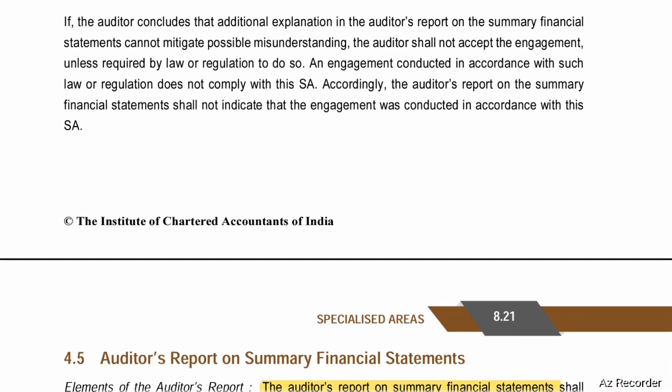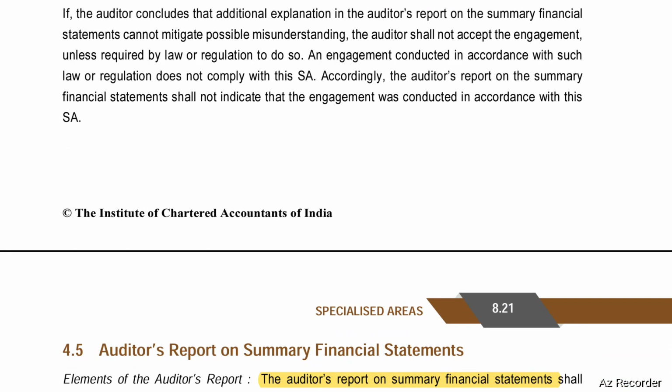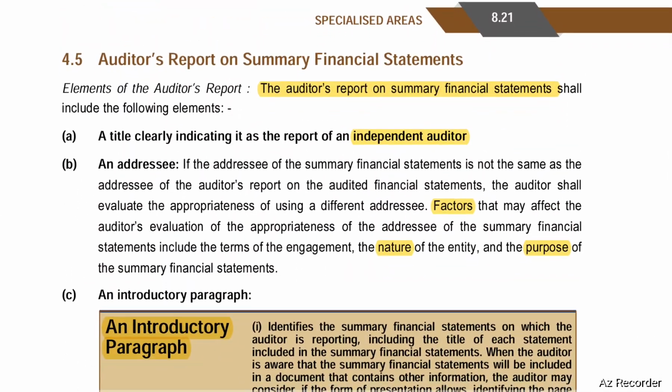If the auditor concludes that additional explanation in the auditor's report on the summary financial statements cannot mitigate possible misunderstanding, the auditor shall not accept the engagement unless required by law or regulation to do so. An engagement conducted in accordance with such law or regulation does not comply with this standard. Accordingly, the auditor's report on the summary financial statements shall not indicate that the engagement was conducted in accordance with this standard. Auditor's report on summary financial statements.